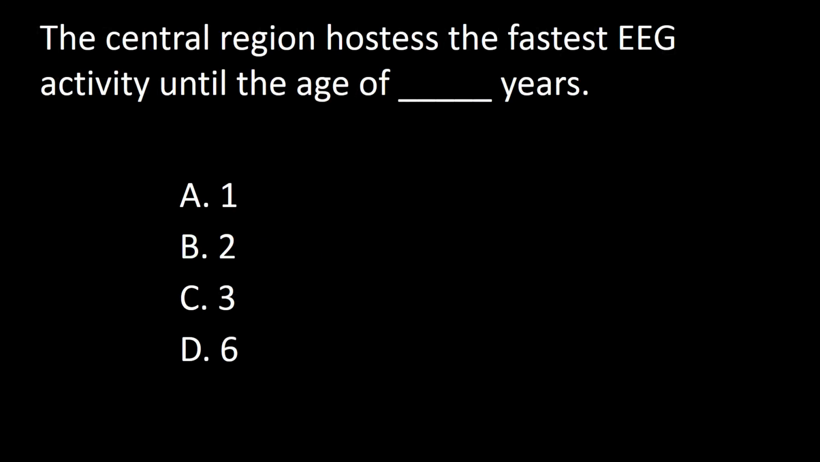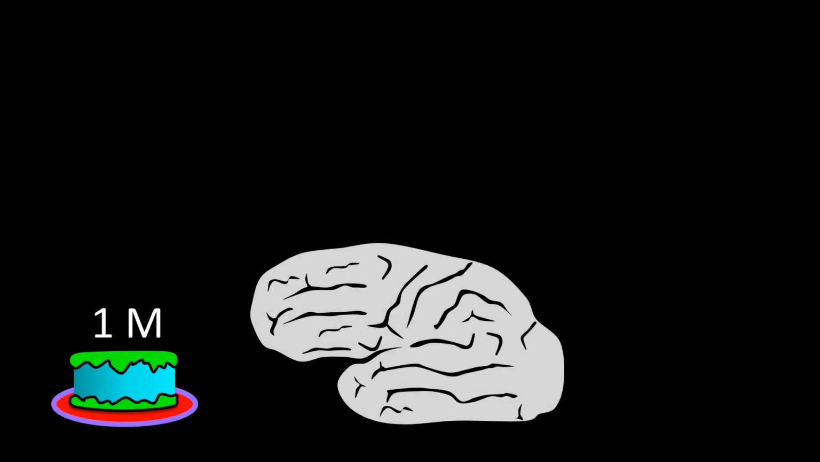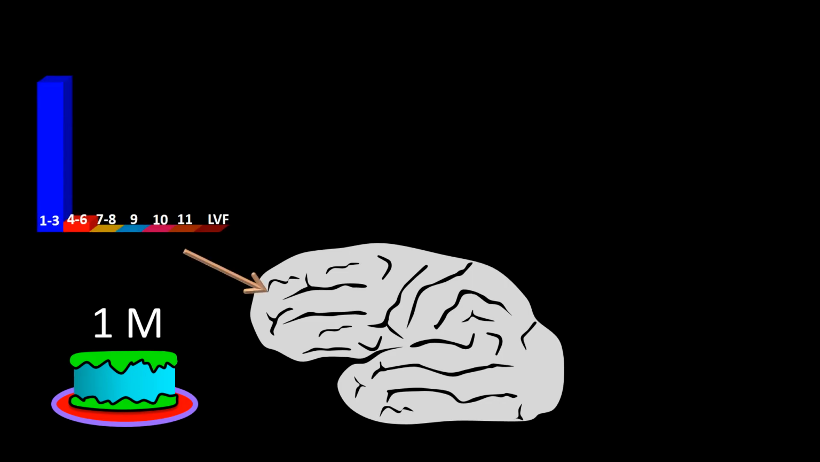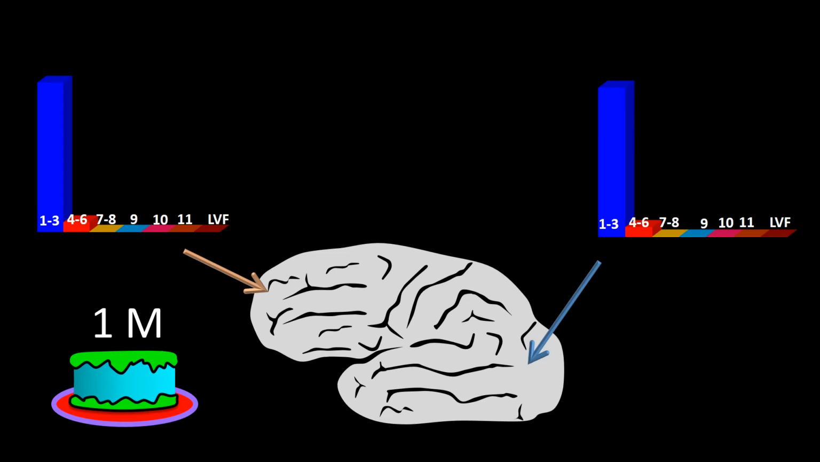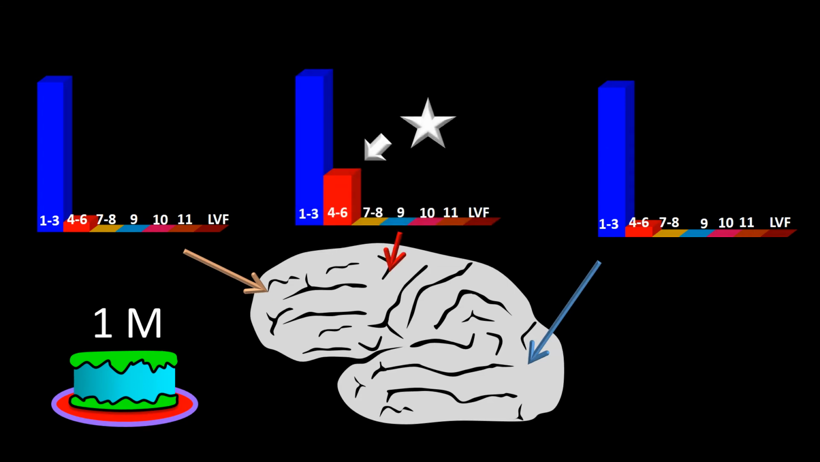Next question. The central region hosts the fastest EEG activity until the age of dash years: A. 1, B. 2, C. 3, D. 6. At 1 month of age, the activity arising from the brain in the frontal region is very slow, hardly reaching 4 to 6 Hz in a very, very small amount. The same is true in the occipital lobe. Much faster activity, and especially much more of the 4 to 6 Hz activity, is found in the central region.